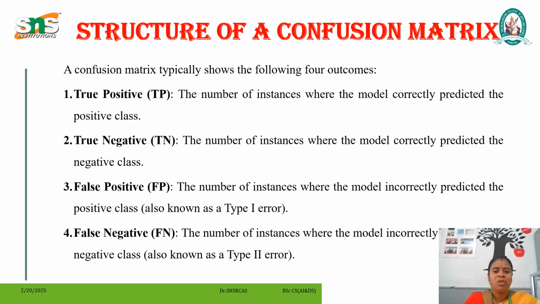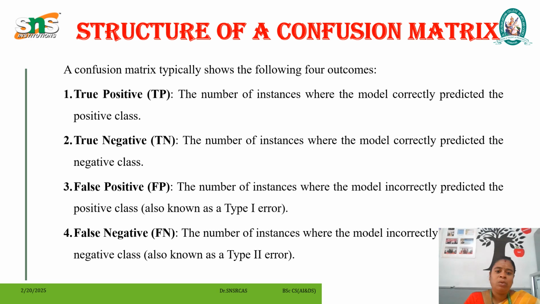Next one, structure of confusion matrix. Confusion matrix typically shows the following four outcomes. First one is true positive, that is called as TP: the number of instances where the model correctly predicts the positive classes. Next one, true negative, that is called as TN: the number of instances where the model correctly predicts the negative classes.